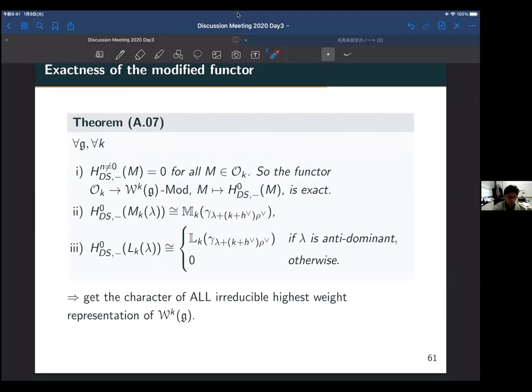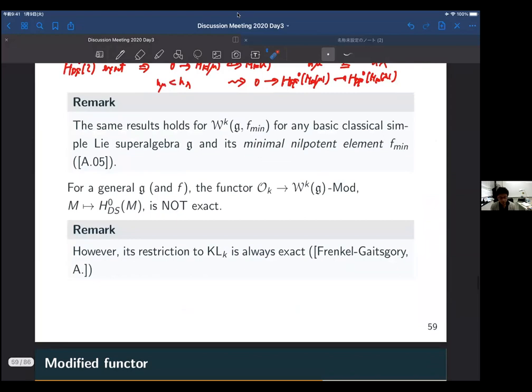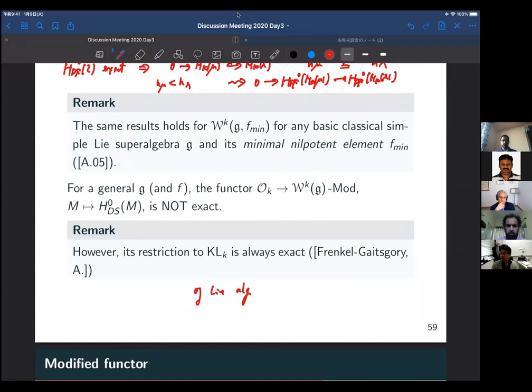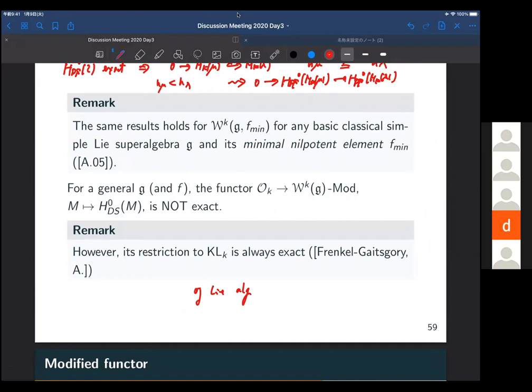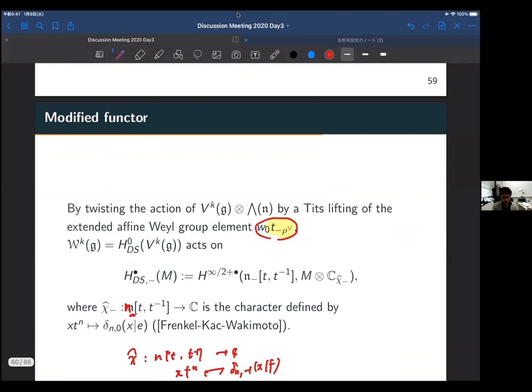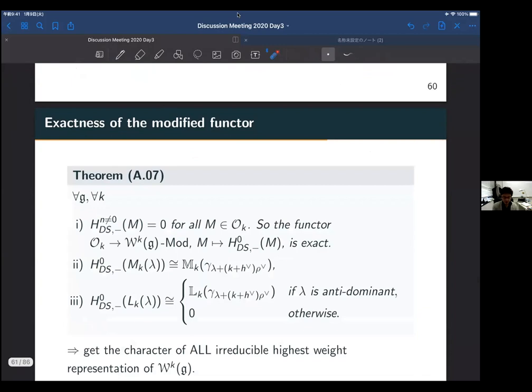About the previous functor, you told that this is exact for the category KL, right? Remark: is this for super algebras, for basic ones? At the moment, this is for the Lie algebra. It's not proven yet for this version. I see. Do you think this functor is useful, or do you prefer to use the next one? So both are quite important. This functor is very nice, but it is not compatible with the vertex algebra structure.